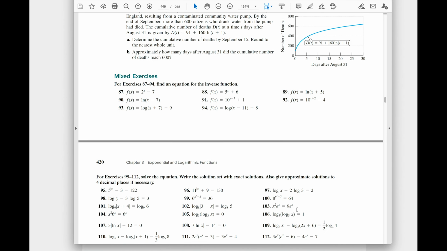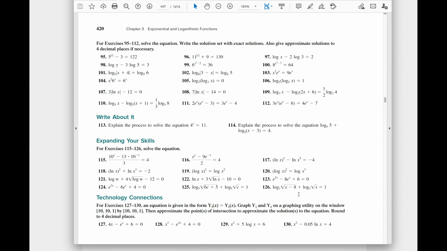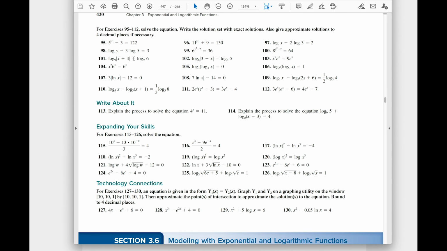Let's go to page 420. It shows one of these problems from 95 to 112. Still very much close to what we used to do. Solve the equation, one of these. Okay, this looks a little strange. How about 108? Let's do 108.